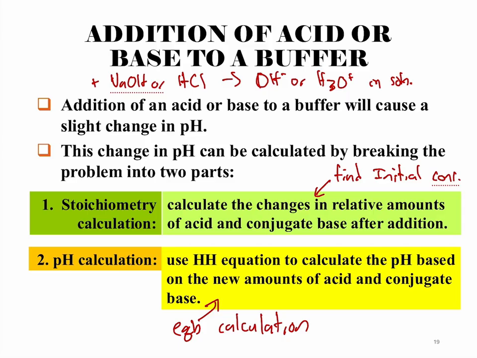So you think about the plots. You're adding OH minus or H3O plus. What happens as you're adding it to a buffer? What happens to the pH of the solution if you're adding OH minus or H3O plus to a buffer?